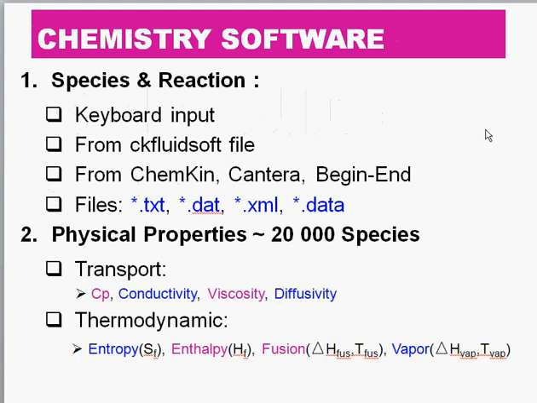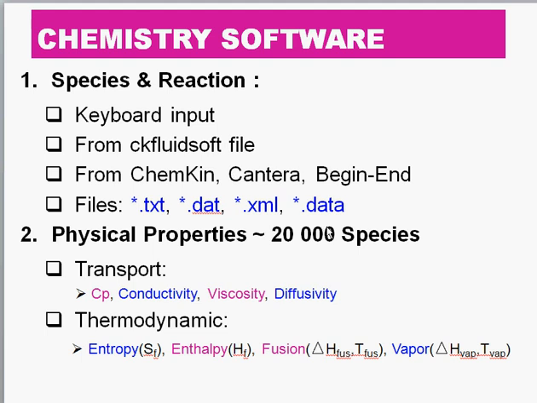In the chemistry modules, species and reactions could be introduced through the keyboard or by reading a number of files. They could be CKFLUID files, or we can also read ChemKin, Cantera, and begin and end types of files. All those files are just text files with these very common extensions. The CKFLUIDSOFT files could be binary files that have been previously saved by CKFLUIDSOFT itself.